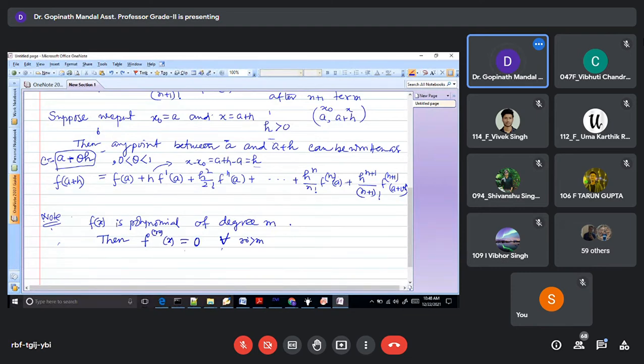That means the remainder term Rn plus 1(x) will be 0 for all n greater than or equal to m. Why? Because n plus 1 is greater than m.